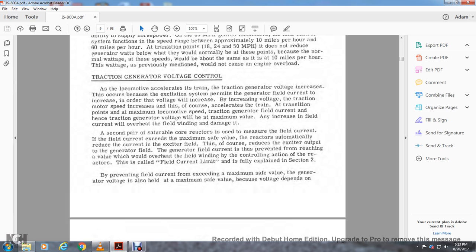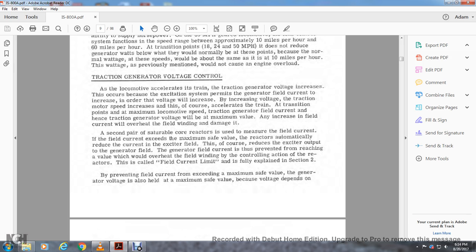And the second pair with the suitable saturable core reactors is used to measure the field current. With the field current exceeding the maximum safety value, the reactors automatically reduce the current in the exciter field. This of course reduces the exciter output to the generator field. The generator field current is then prevented from reaching a value that would overheat the field winding. This action with the reactors is called the field current limit, which is fully explained in section 2.